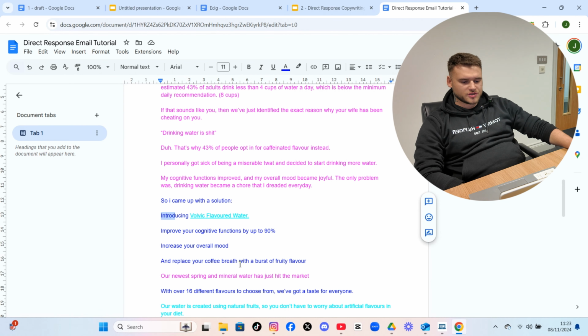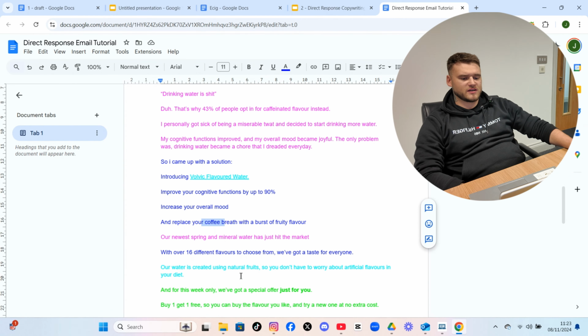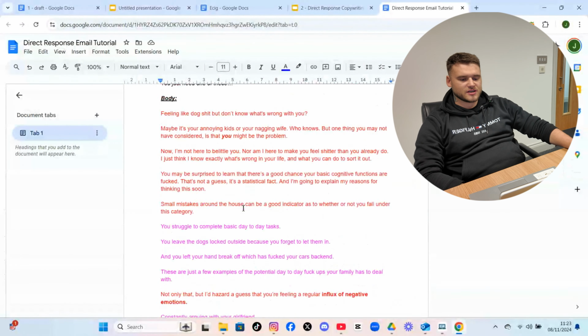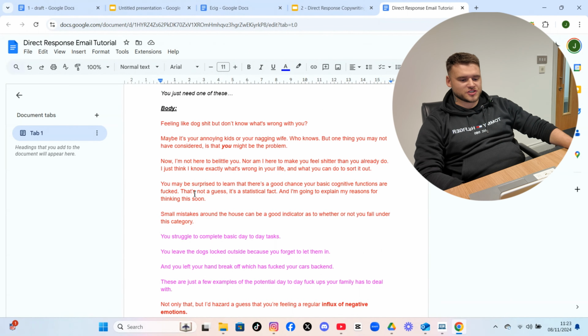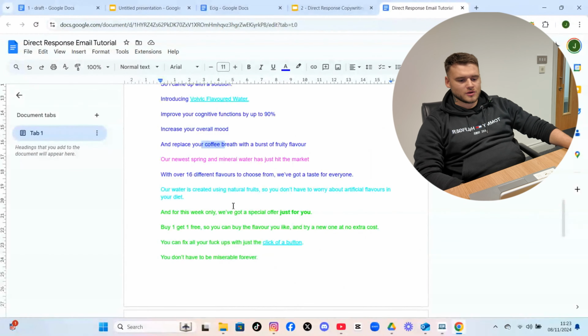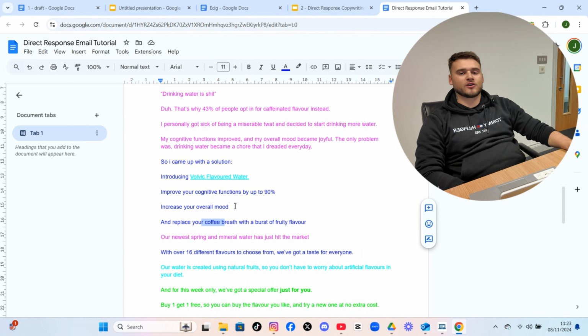Improve your cognitive functions, increase your overall mood, and replace your coffee breath with fruity flavour. You could also expand on this section. I just got kind of bored. As you can tell, the quality of the copy has drastically reduced. It's gone from a decent structure of copy to just traditional bullet flavoured with water. Improve your cognitive functions, increase overall mood. That's shit copywriting, by the way. Don't ever write copy like that. It's shit. I'm going to show you a decent example soon.